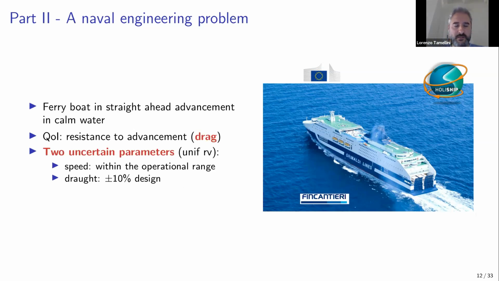So the more the ship is loaded, the more it sinks, and then there's more water that it gets in contact with, right? So we assume that these two are uniform random variables. The speed is within the operational range of the ship, and the draft is plus or minus 10% of the nominal design. And these two things are, of course, random because we don't know exactly how fast we go. It depends on the sea state. We don't know exactly how many persons and cars there will be on a certain day. So we need to do UQ on the drag coefficient of the boat, let's say.